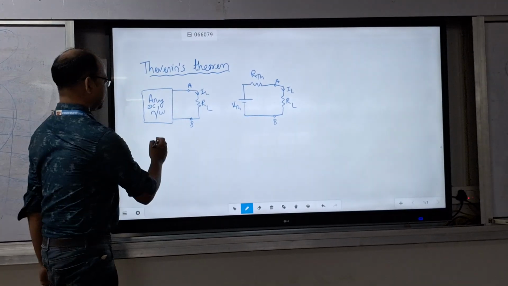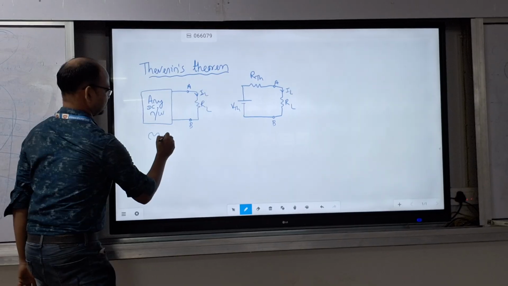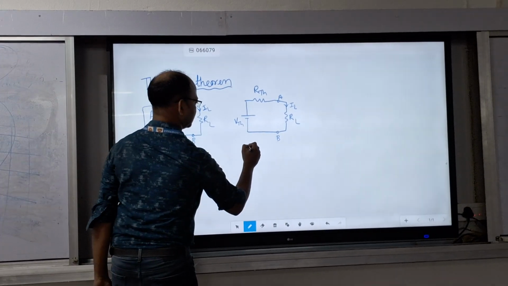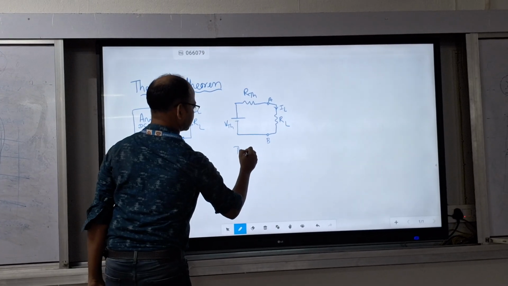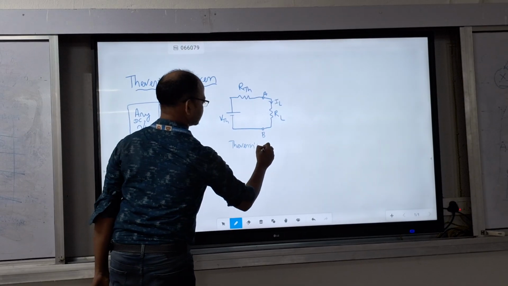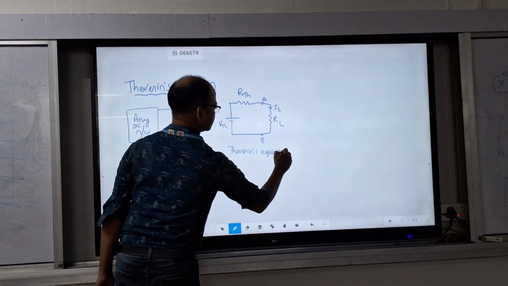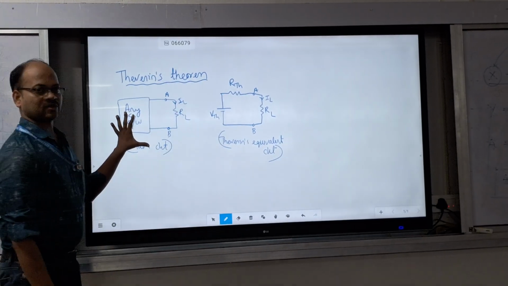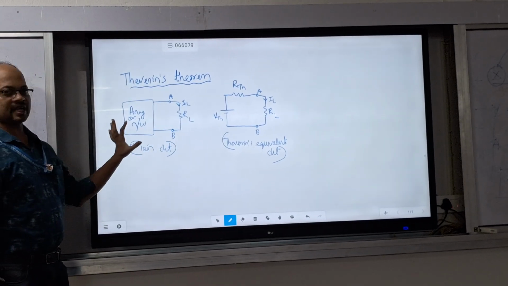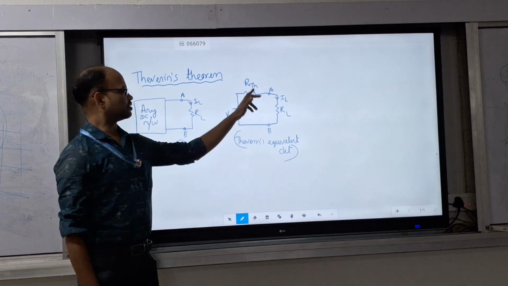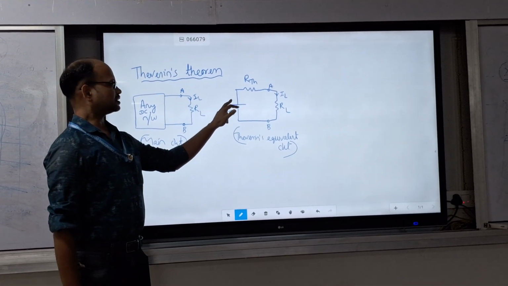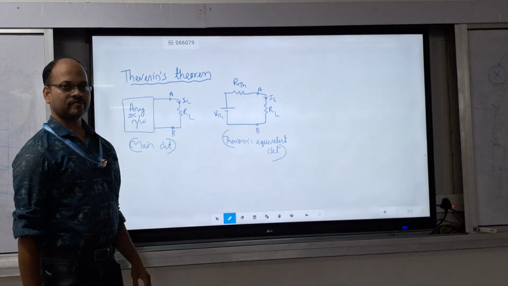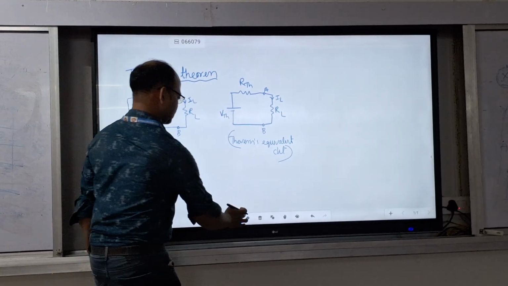This one is the main circuit, and this one is the Thevenin's equivalent circuit. That means any DC network containing load resistance RL can be replaced by Thevenin's equivalent circuit, which contains VTH, RTH and RL. This is the Thevenin's equivalent circuit. Now I will solve one problem so that you can easily understand. So let me start.